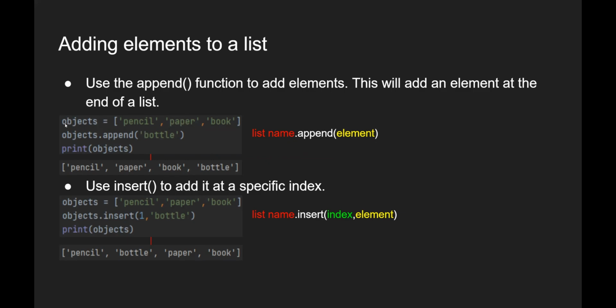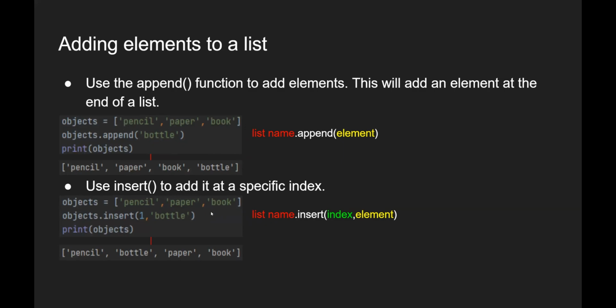So if we have a list called objects equal to pencil, paper, and book, and then we wanted to append bottle, so we wanted to add bottle to that objects list, we said objects.append and then bottle. If I print that list objects, we get pencil, paper, book, and bottle. You see bottle is added, and the original list didn't have bottle.